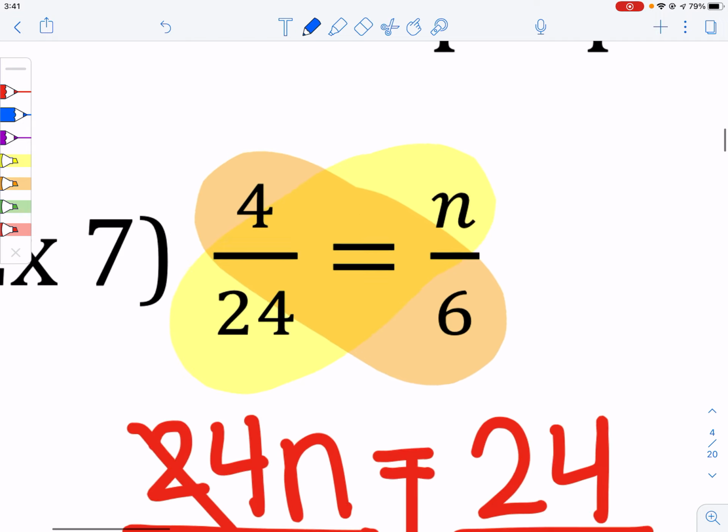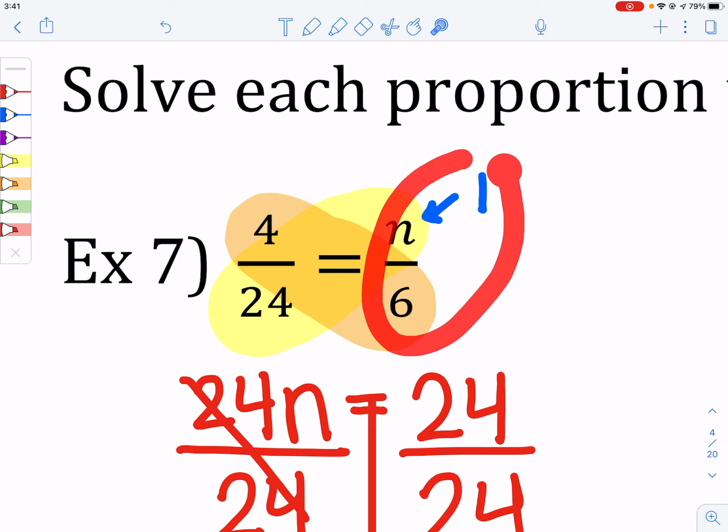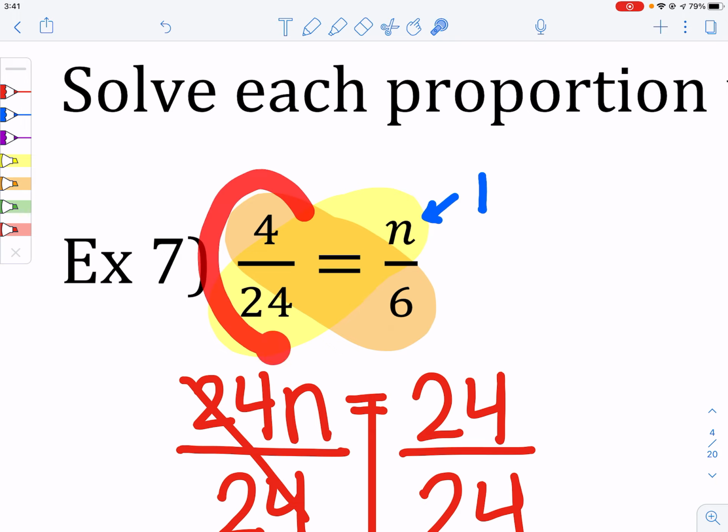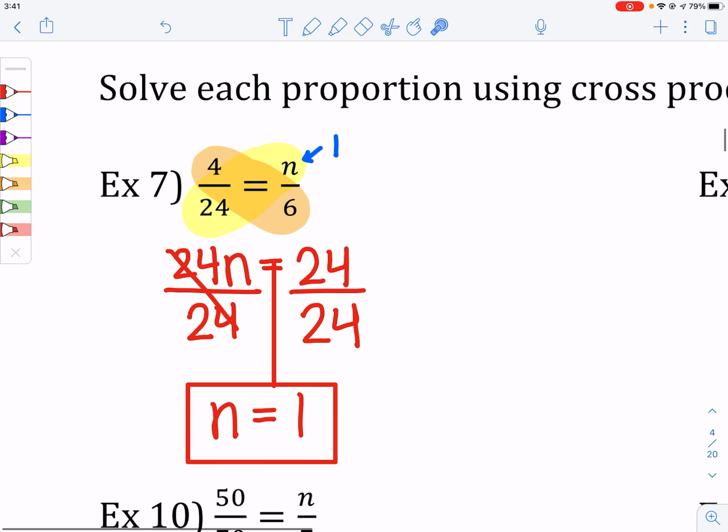And again, you don't have to do this, but if you want to, if you plug in a 1 right here, you have 1/6 over here, and you have 4/24 over here. 4 over 24 will simplify to 1/6. So I know that 1 is my correct answer for number 7.